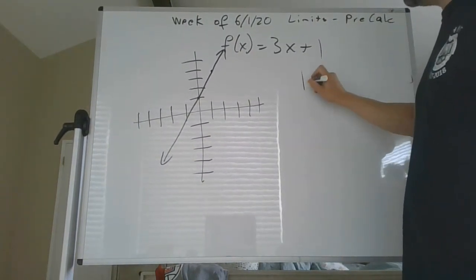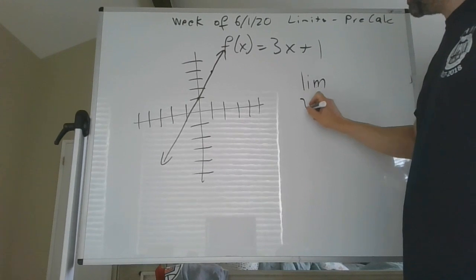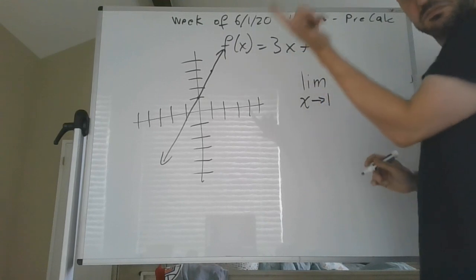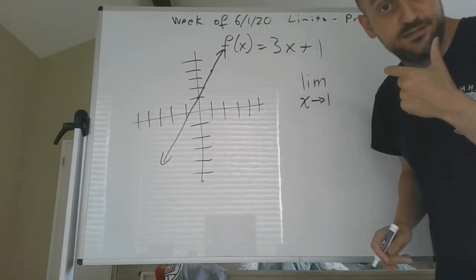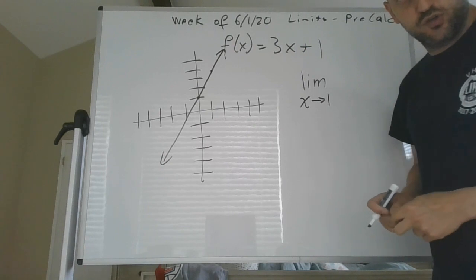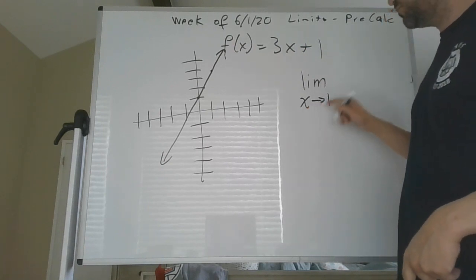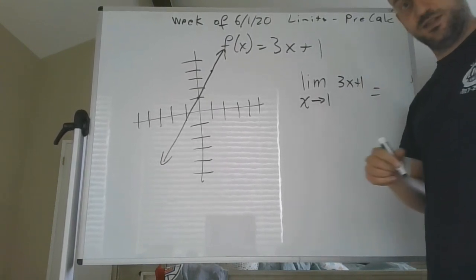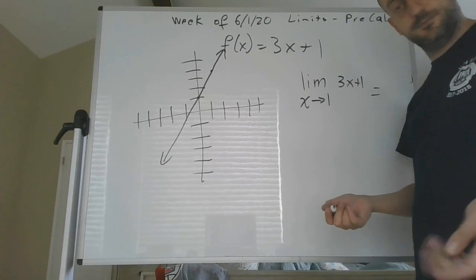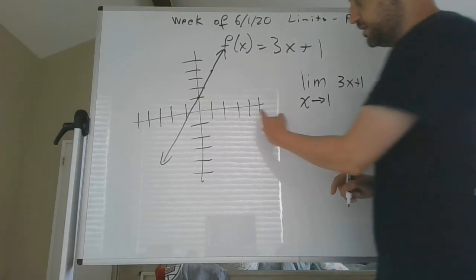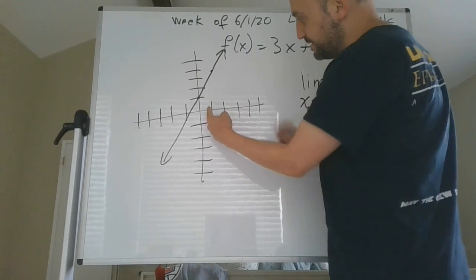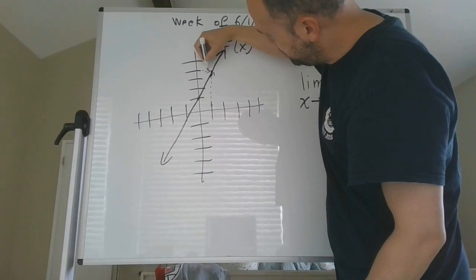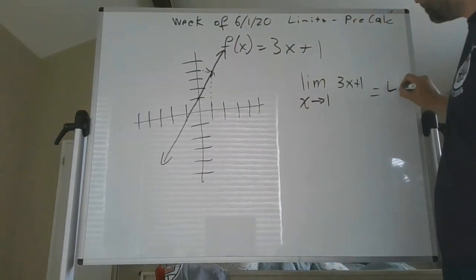Here's the notation for a limit. I say, as x approaches 1. I just chose 1. I could have chosen 5, -7, 0, whatever I want. The limit as x approaches 1 of 3x plus 1. I want to know what that limit is. First of all, does that limit exist? And if so, what is it? Well, simple: as x approaches 1, I'm just going to look up, and it obviously reaches 4. Simple as that. That's our limit.